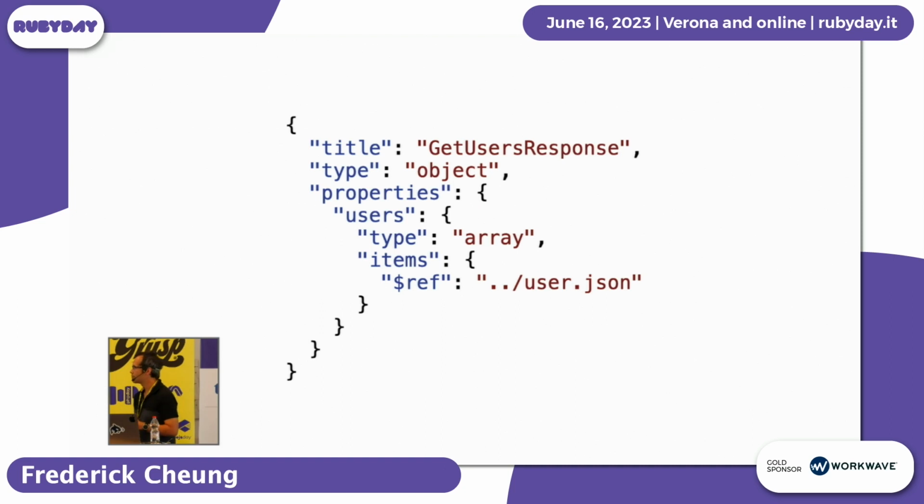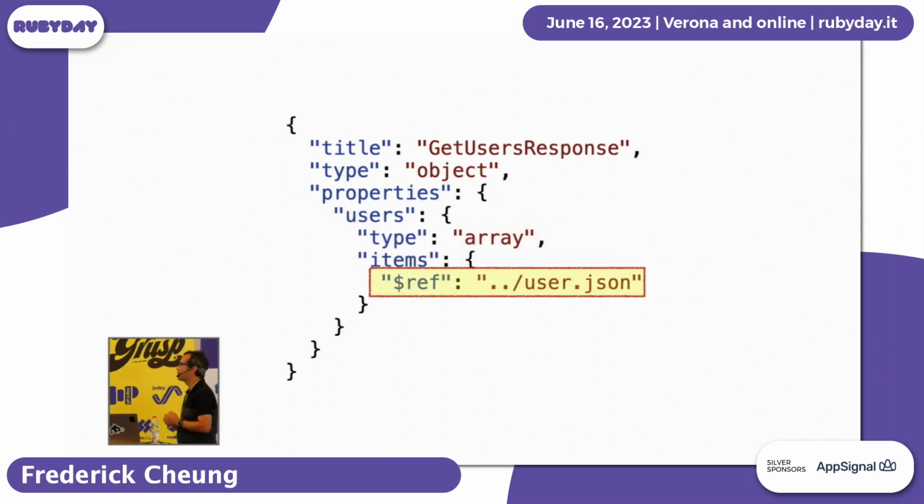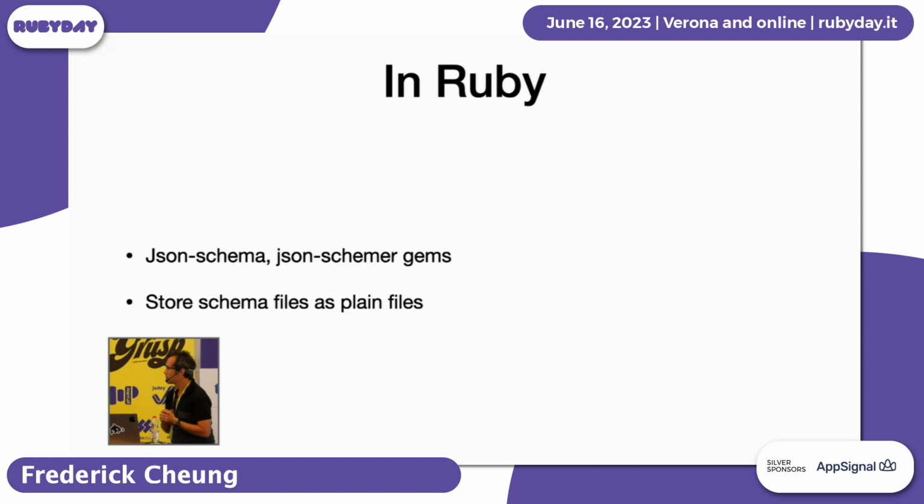This is another schema. This one, titles are only ever human-facing things. It's still an object. This one has a users property of type array, and the type of things in the array are given by whatever's in this other file. So you can compose schemas from other schemas. In Ruby, there are at least 2 gems that you can use. I've used both of these, JSON schema and JSON schema.